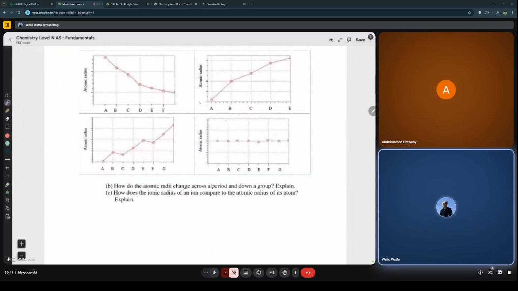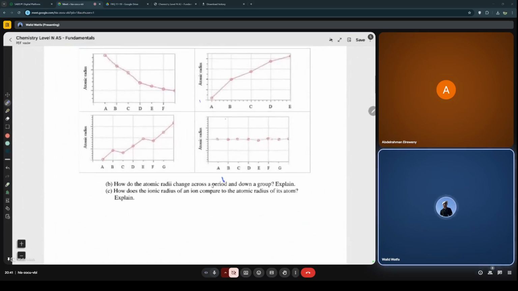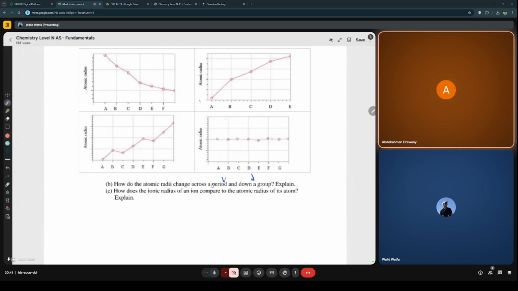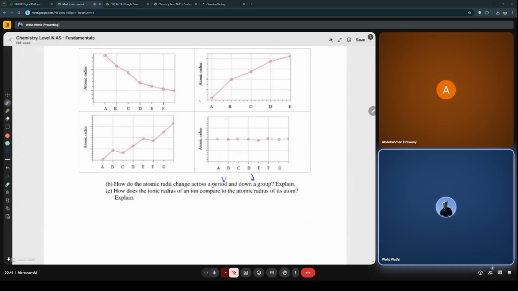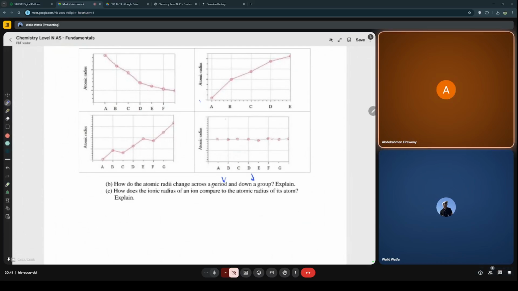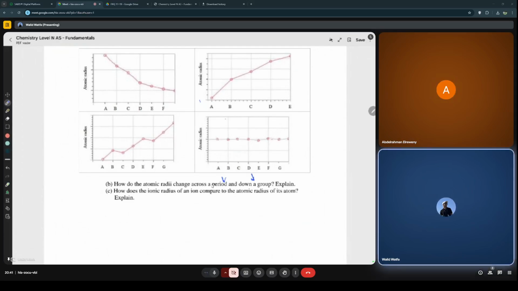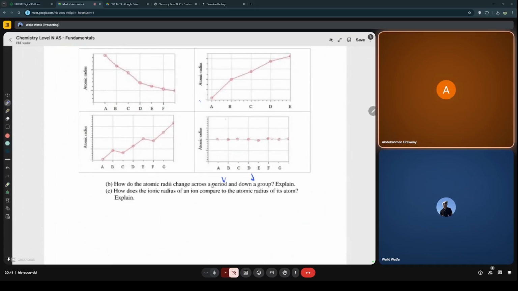How do the atomic radii change across a period and down a group? We said down a group it increases. Okay. Across a period from left to right, it decreases. Why does it decrease across a period? Because we just wrote it down. Because of what is the name of the guy? Uncle Junk.